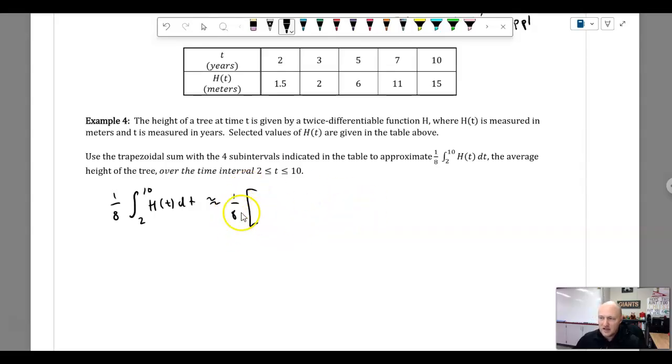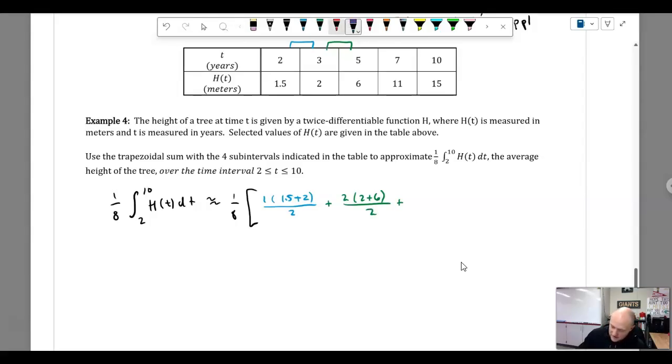But that 1/8 kind of hangs out front, and now we're going to do our general trapezoidal sum. So this is what you should have gotten: 1 times 1.5 plus 2, divided by 2. That is your first trapezoid here. And then we have our second trapezoid, which has a width of 2 from 3 to 5. And we're going to average the height of the tree from 2 to 6.